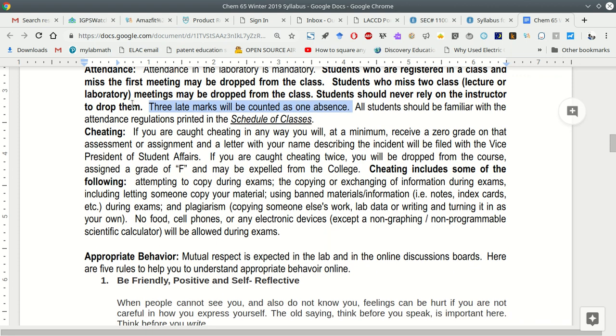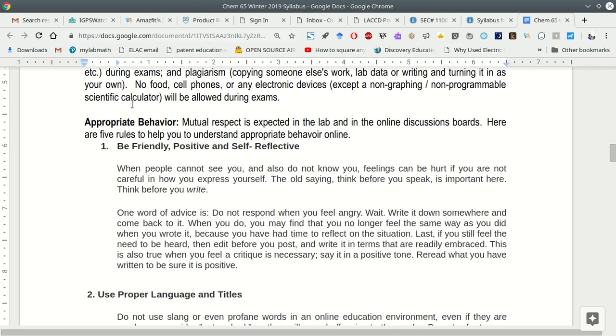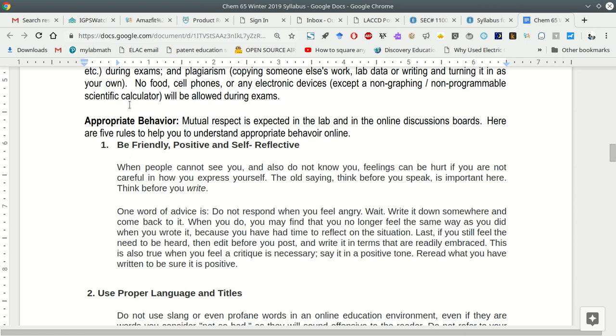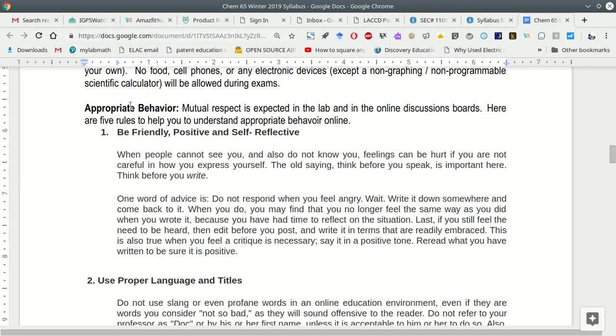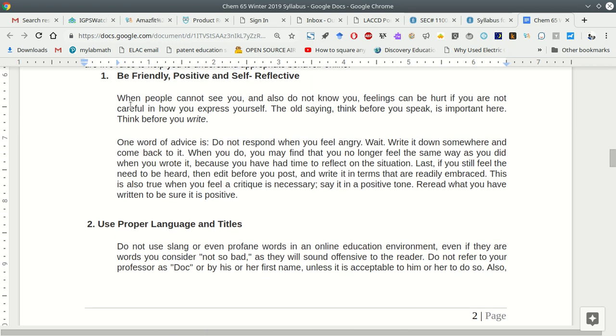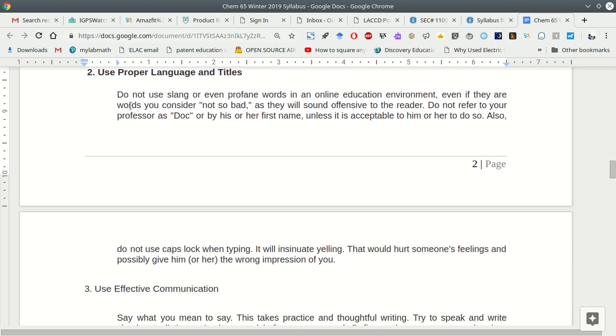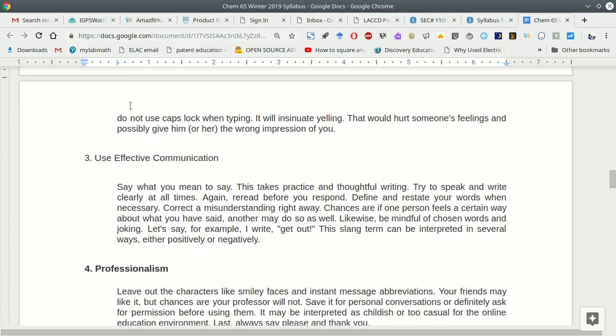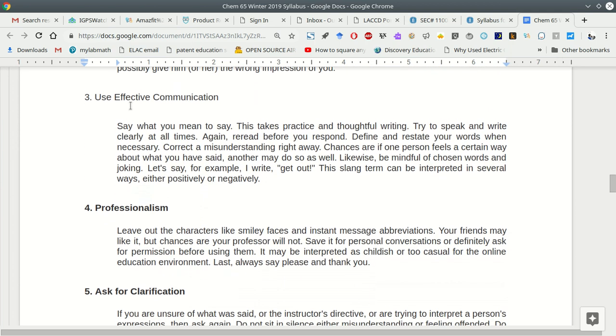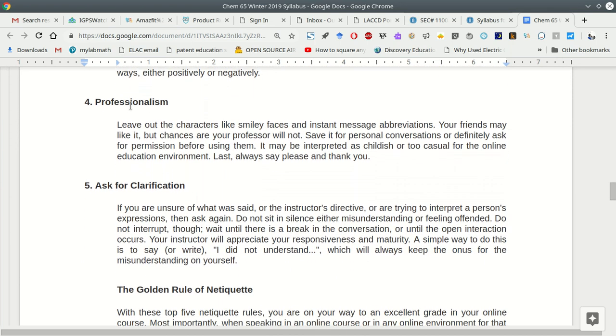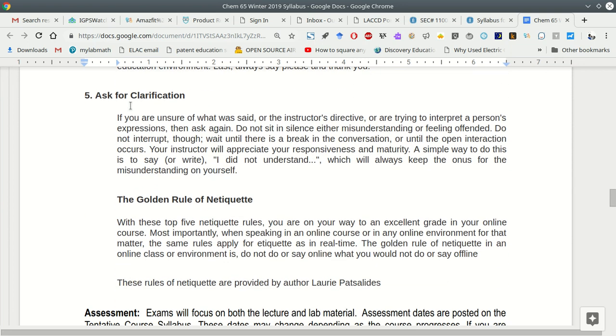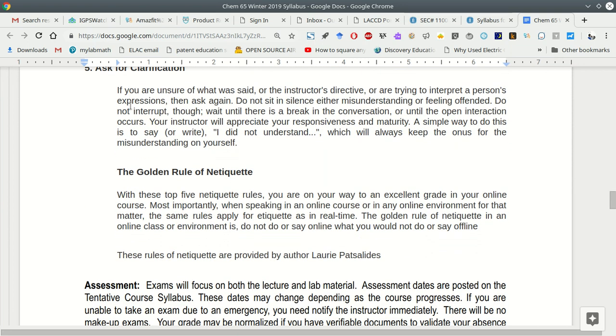Please don't cheat. Thank you. Appropriate behavior. It's important to be respectful to your classmates. This is an online course, so if you have to interact with someone online, it's important to remember that they cannot see your face, so you have to make sure that the words that you use are polite and respectful.